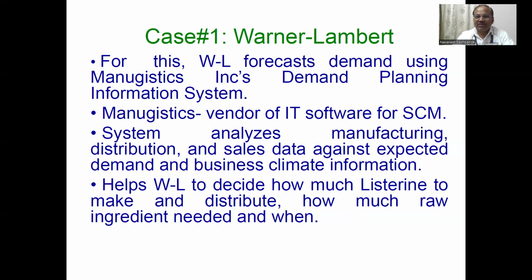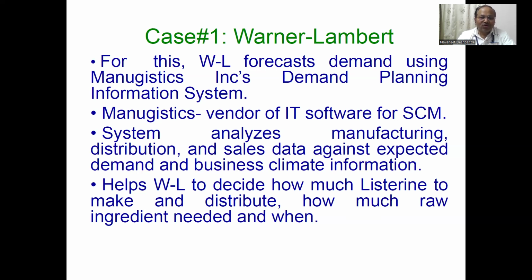They started using something known as a demand planning information system. This system was provided by the vendor of IT services for supply chain management. The system analyzes the manufacturing, distribution, and sales data against the expected demand. On one hand, one has to figure out how much the expected demand is. On the other hand, you have things in place at the manufacturing level, the distribution level, and the store level. And the business climate information is collected day in and day out.